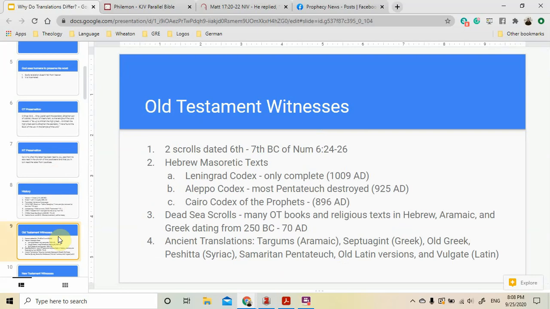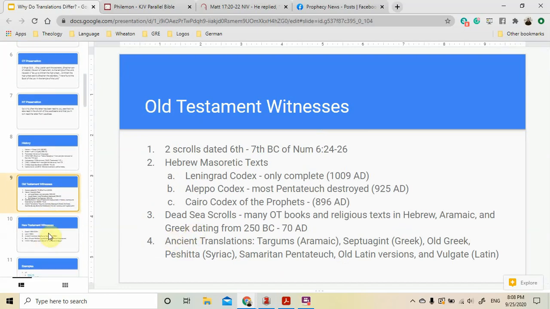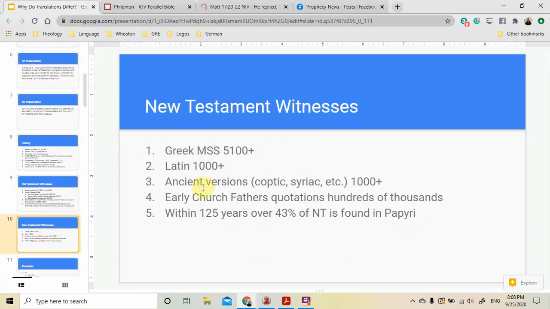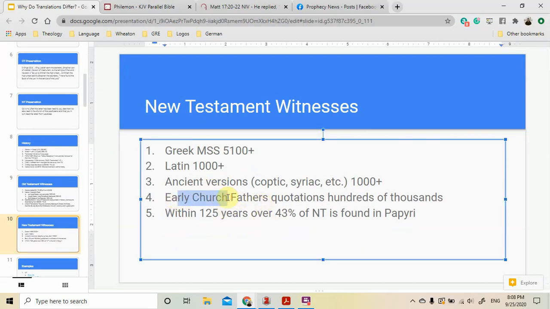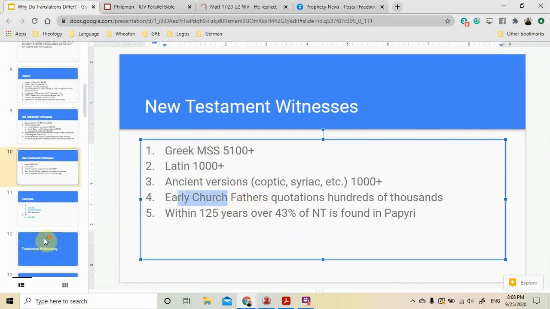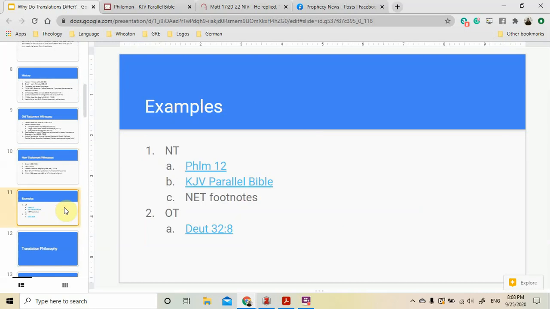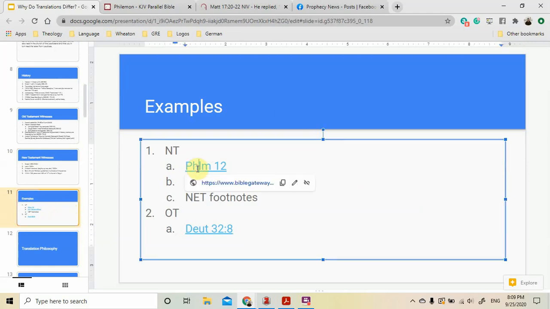So after all this history, this is just a snapshot of all the different manuscripts and translations that we have. I'm not going to go through them all. For the New Testament, we also have thousands of manuscripts and translations, and even quotations from early church fathers and so on. So that's why translations will sometimes differ, because they're going to use a different reading from a different manuscript. So we're going to look at an example here.